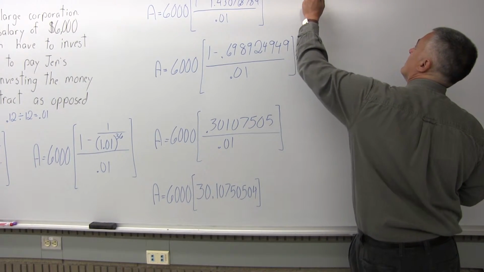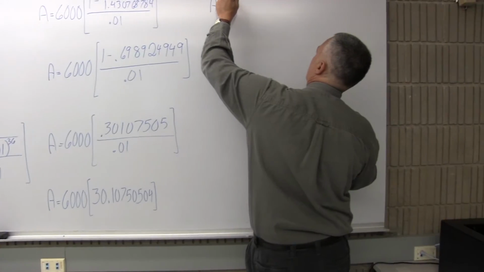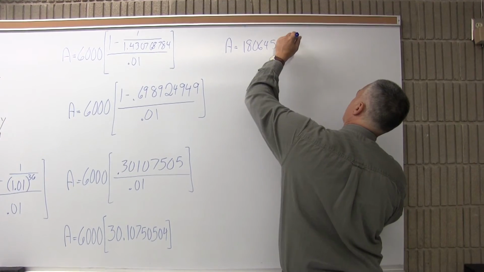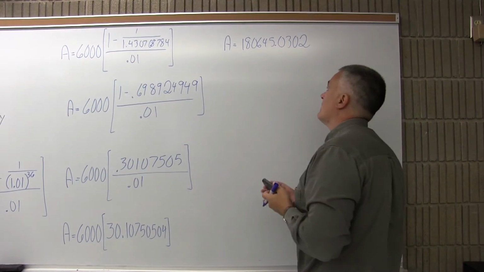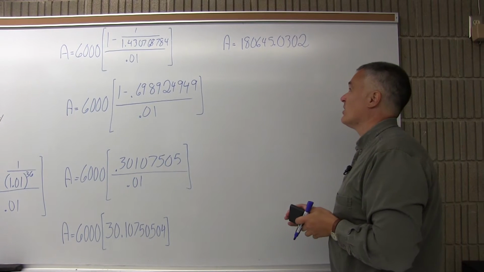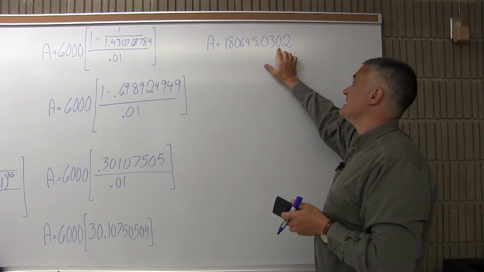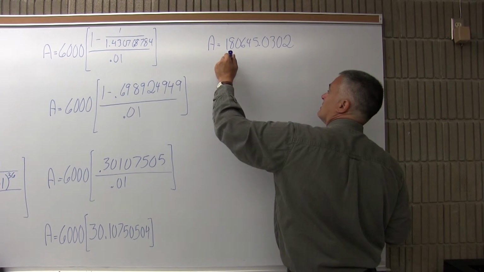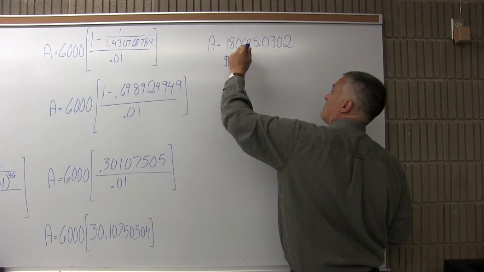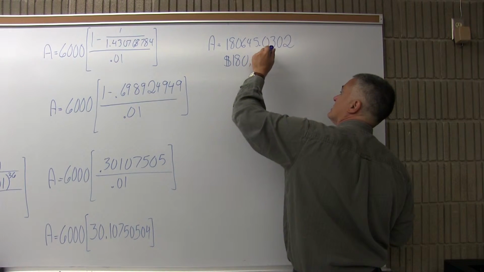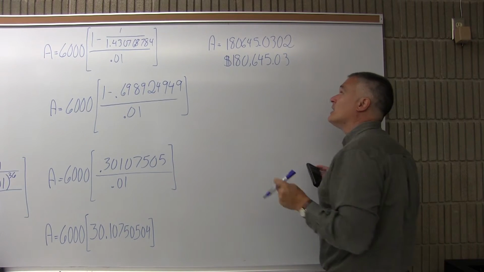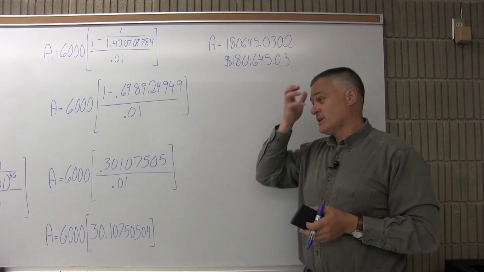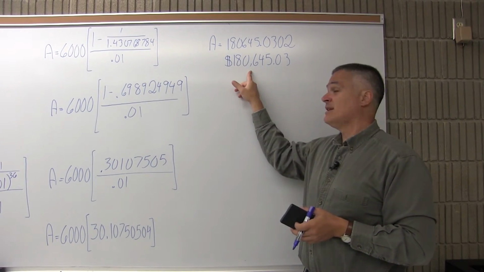And the calculator gives me an answer of 180,645.0302. So now that I have my final answer, I don't want 4 places after the decimal point. I want 2. So the 0.030 something is just going to chop it at 3 cents. So the answer to the first part of this problem, how much money does the corporation have to invest to pay Jen's 3-year contract, is $180,645.03.